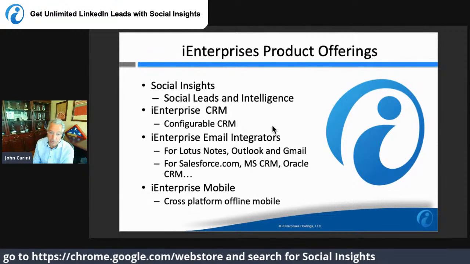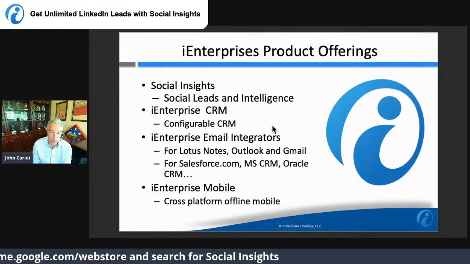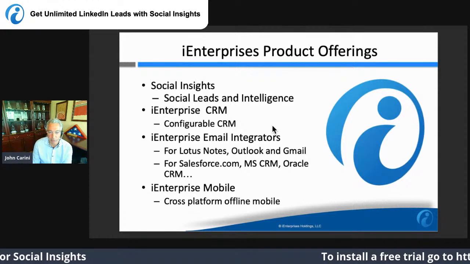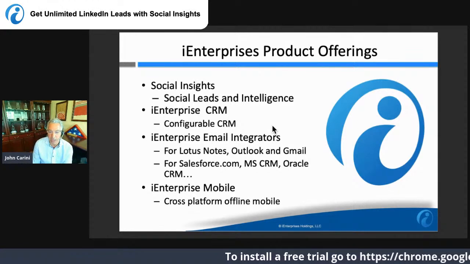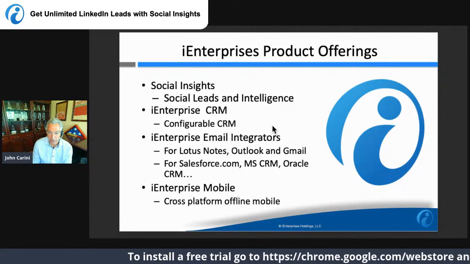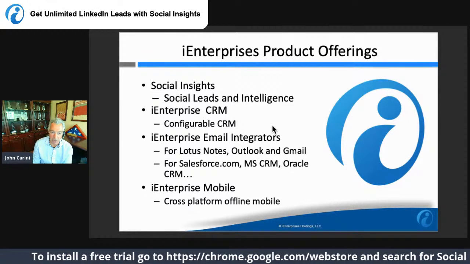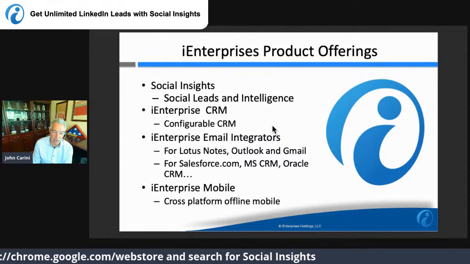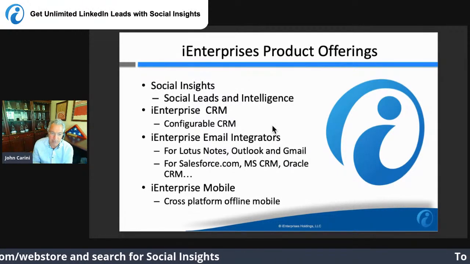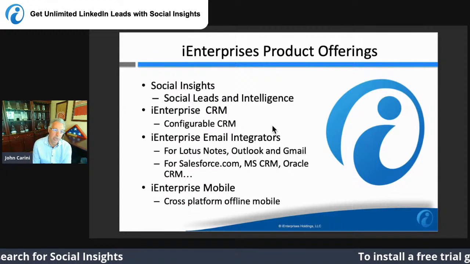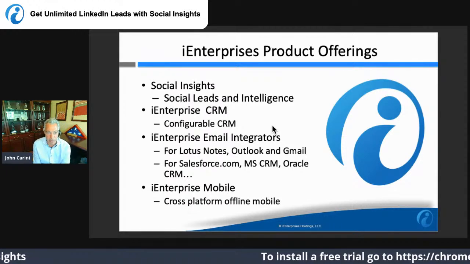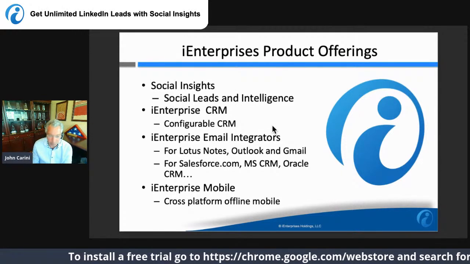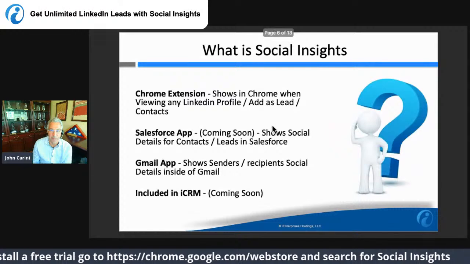iEnterprise email integrators are also another product line. So we basically integrate Salesforce.com, Dynamics, Oracle CRM, Sugar CRM, and some others with Outlook and Gmail and even Lotus Notes. So you can live inside your Gmail and use your CRM at the same time. So that's another product line. And then we also have an offline mobile platform, which is typically used by larger companies. So Social Insights, iEnterprise CRM, and the email integrators are used by companies of all sizes, whereas the mobile platform is usually in a larger enterprise.